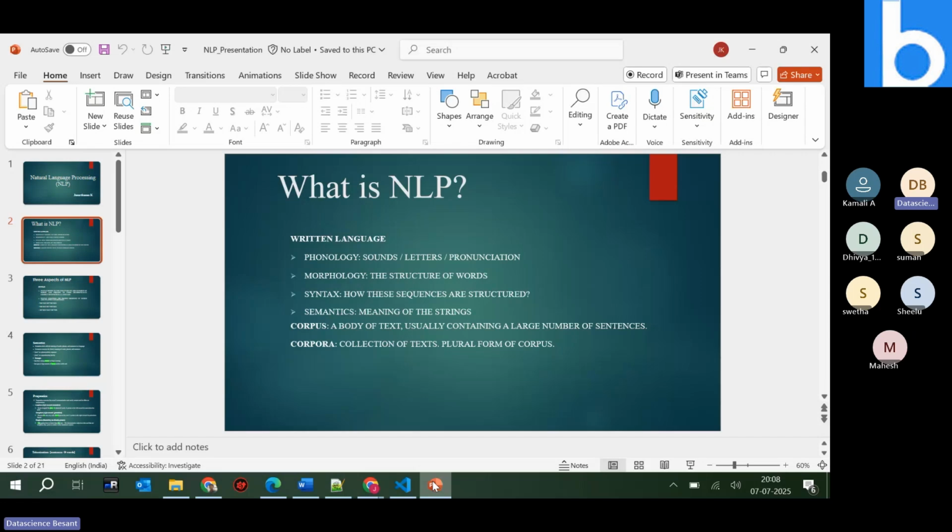So we have corpus and corpora. Corpus means a body of text, usually containing a large number of sentences. In very short terminology, a corpus is basically a paragraph. Corpora is a collection of text, the plural form of corpus. So an essay is a corpora. If it is only one paragraph, that is called a corpus. If we have more than one paragraph, that is called corpora. An essay is called corpora.